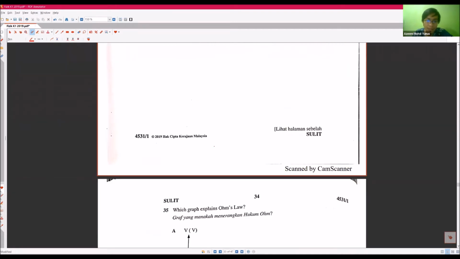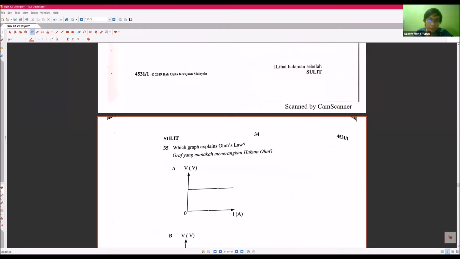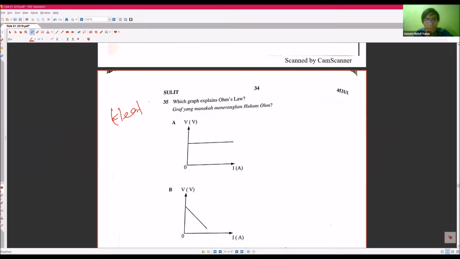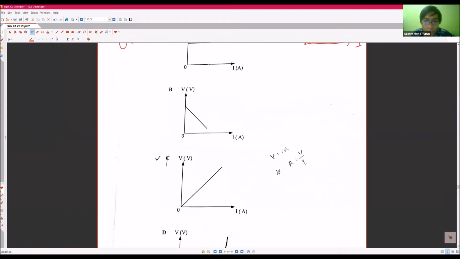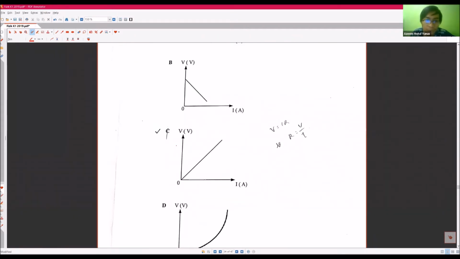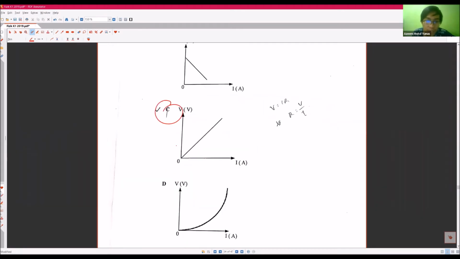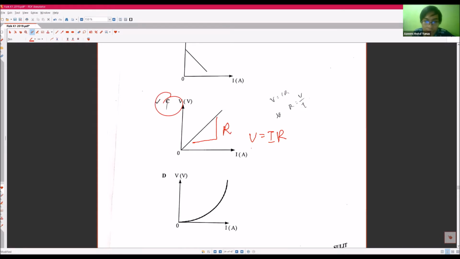Number 35. Explain Ohm's law. So basically we have the I here, it must be directly proportional. And the gradient equals R. So if V is the y-axis and I is the x-axis, then R is the gradient.